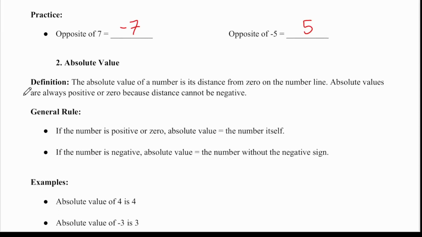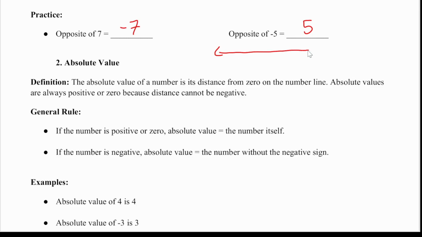So let's keep on going through some more definitions, because in particular what we really want to focus on here is absolute value. Absolute value is not the same thing as an opposite. That's a common misconception. Absolute value is the distance from 0 for a number.